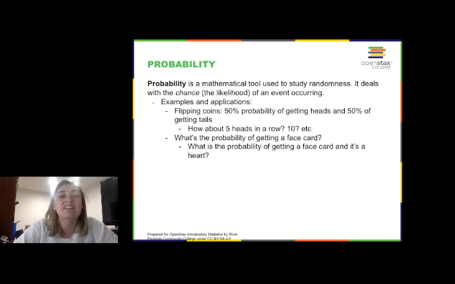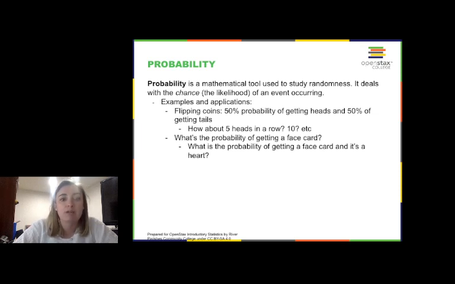But what we're going to do is take this further. How about if we want 5 heads in a row? What's the probability of us getting 5 heads in a row, or 10 heads in a row, or 5 heads and 5 tails? These are all ways in which we will learn throughout the semester to analyze data.